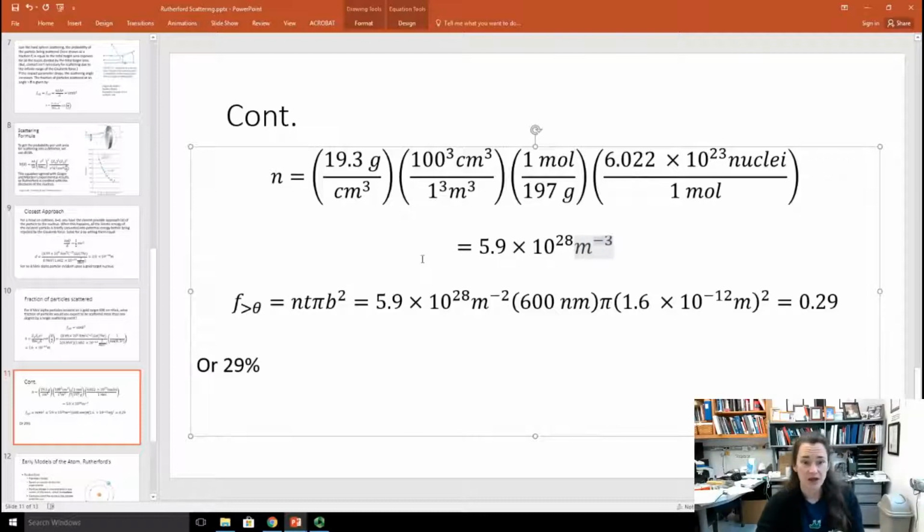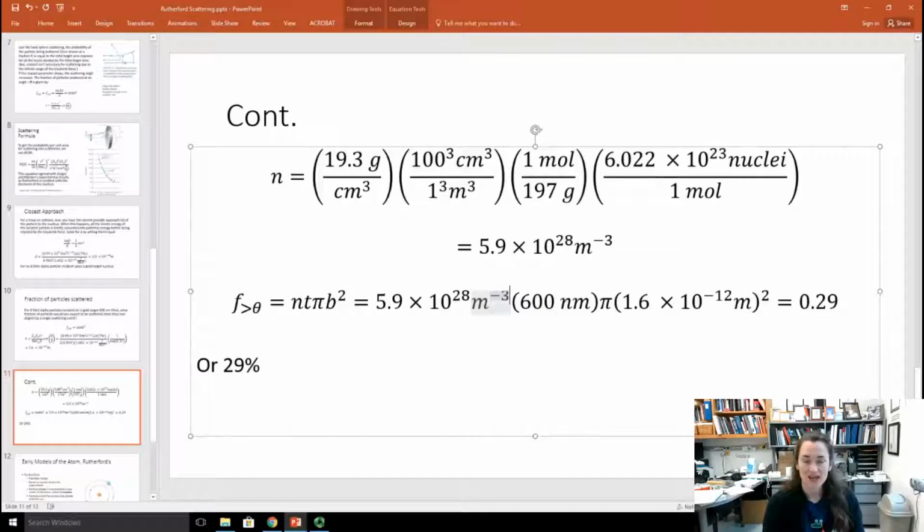Now, if I multiply that times my thickness of the foil, sorry, I've just got a little mistake there. So if I multiply 5.9 times 10 to the 28th inverse cubic meters times the thickness t, which for the Rutherford gold foil experiment was 600 nanometers, times π, times what I found for b, 1.6 times 10 to the minus 12 meters, and then square it, then I end up with 0.29 for my fraction, which would mean that 29% of my particles would be scattered at an angle greater than 1 degree.